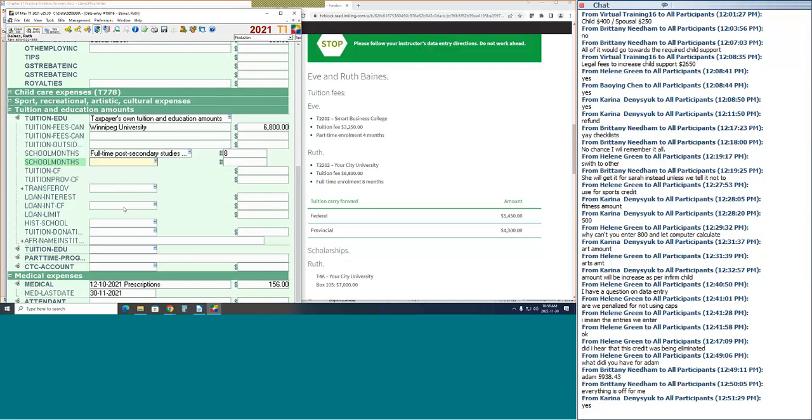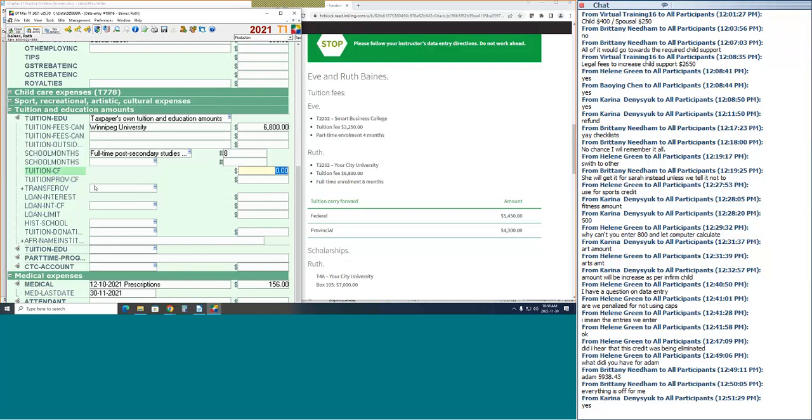So for Ruth, we need to put the carry-forwards in. We've done tuition itself. We've talked about fees outside of the country. We've done number of months. Then you're going to notice we have these two CF lines, CF for carry-forward. The first one is federal. The second one is provincial.